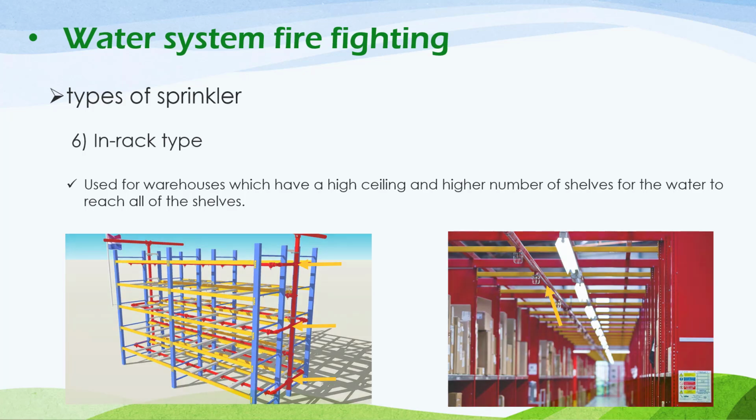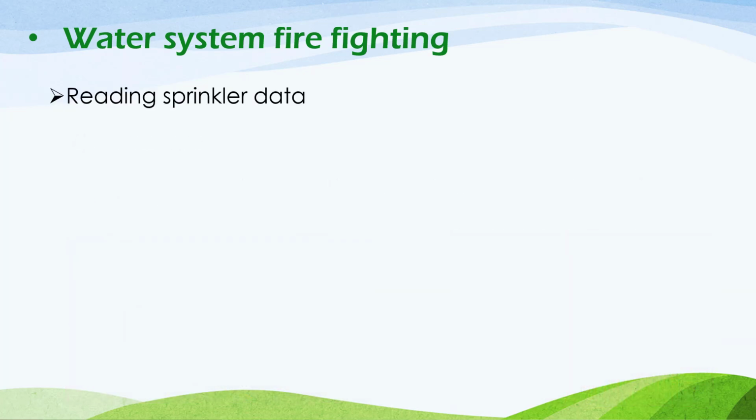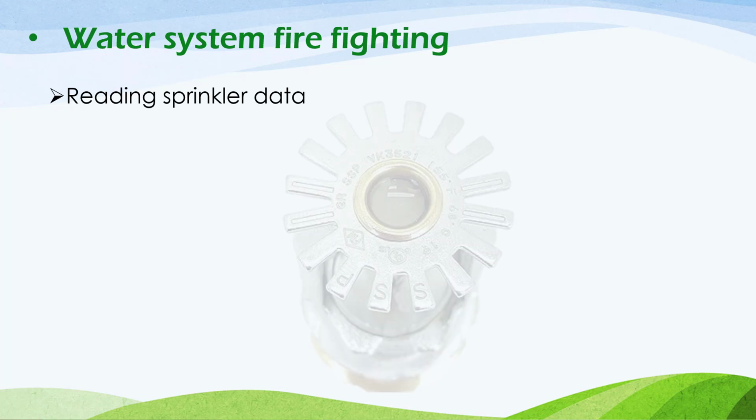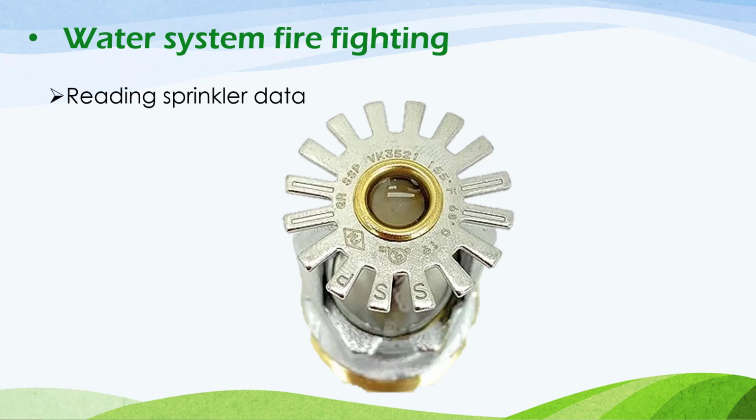Very good. Now we need to summarize all of the data and specifications related to the sprinklers that we have discussed before, as if we have a sprinkler, we need to be able to read the data written on it and understand them well. For example, if we have this sprinkler and those data are printed on it, we find those letters SSP to be the abbreviation of Standard Spray Sprinkler Pendant. So this means that this sprinkler is of the pendant type.